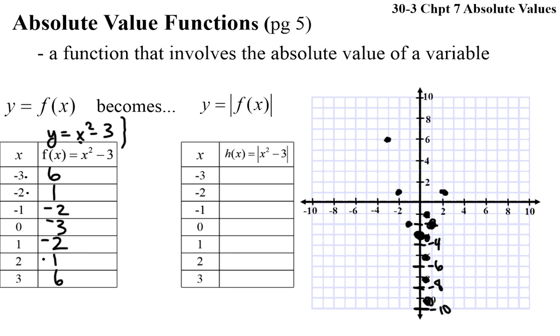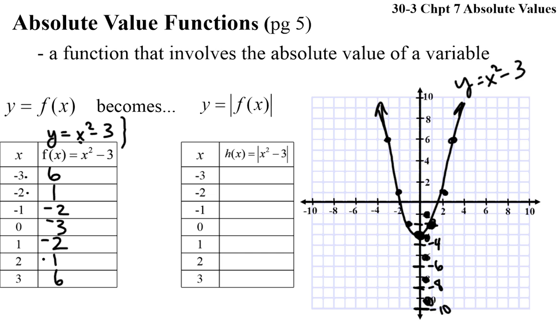Negative 2 should be at 1 as well, and 3 should be at 6. So we end up with, not surprisingly, with x squared, a parabola. There's our parabola for y equal to x squared minus 3.